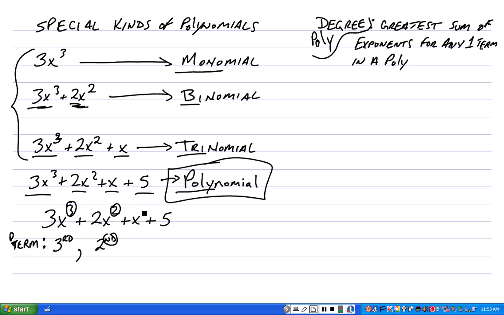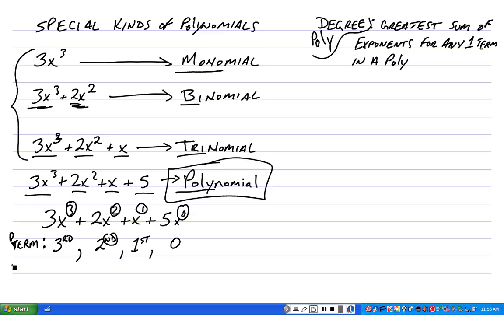Excuse me, didn't mean to circle that. This x, when you just have an x by itself, it's like saying x to the first. Okay, so first degree, and this 5, which is a constant, would be the same as saying 5x to the 0, so that's 0 degree. Alright, so this would be considered the degree of each term. So the first term's degree is third degree, second term's degree is second degree, third term's degree is first degree, and the last term's degree is 0.